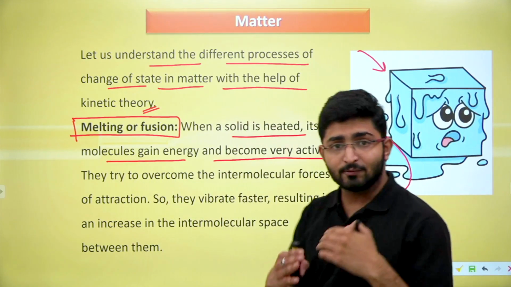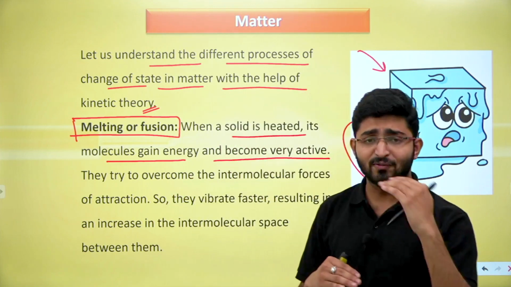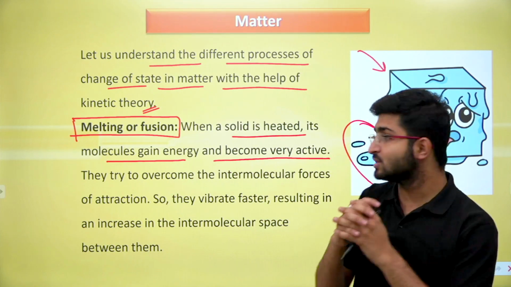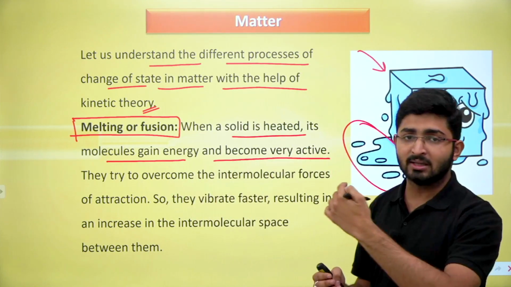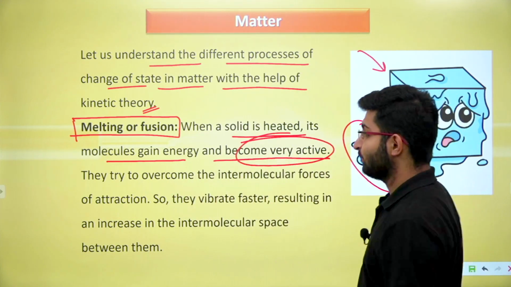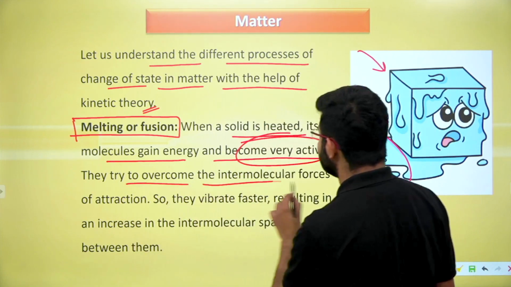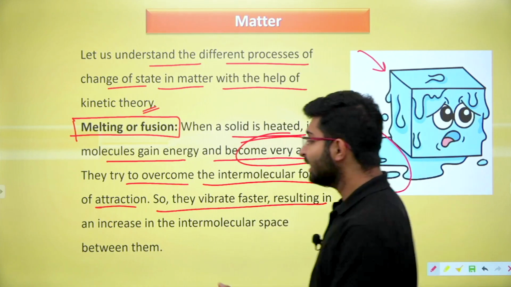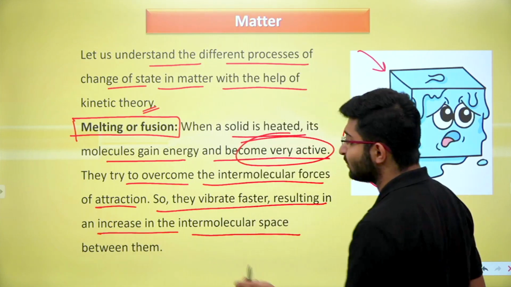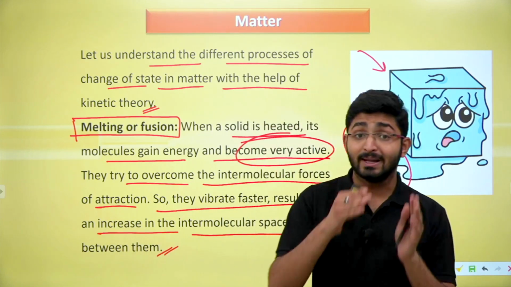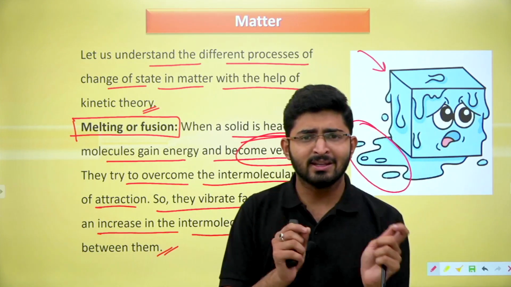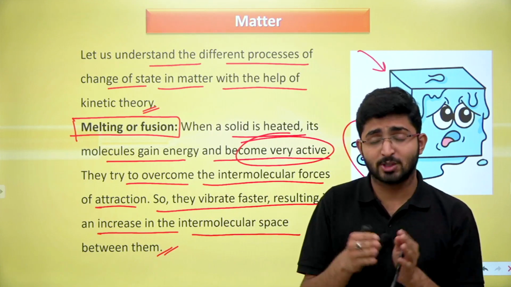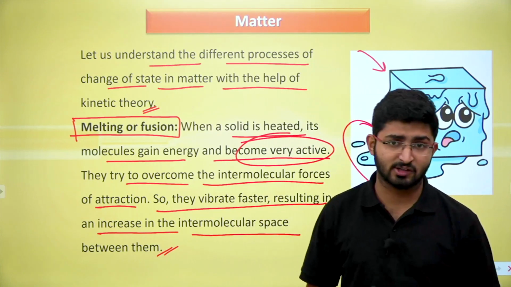So what happens if we are increasing the temperature of a solid? Its molecules will gain kinetic energy and they will start moving from here and there and be very active. They try to overcome the intermolecular forces of attraction. So they vibrate faster, resulting in an increase in the intermolecular space between them. They will move faster from here and there, which will maximize the intermolecular space.